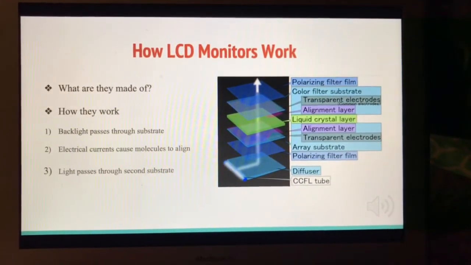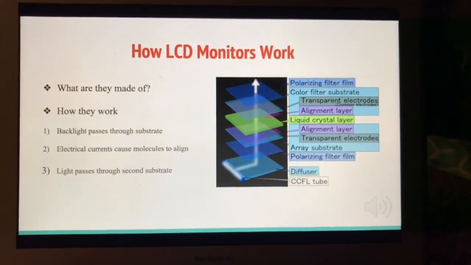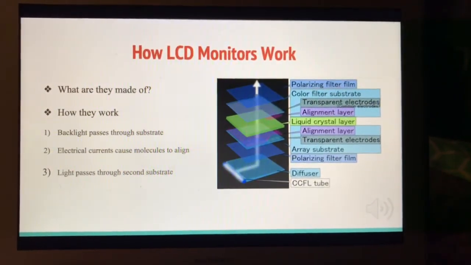LCDs are made of two pieces of polarized glass, also called the substrate. Between the two pieces is the liquid crystal material.